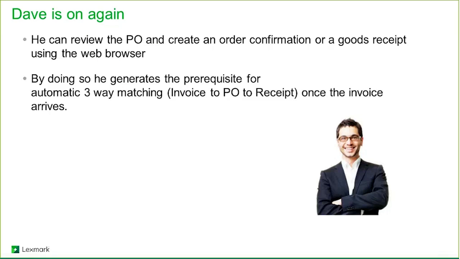So now Dave comes back and he can review the purchase order, create a confirmation or a goods receipt using his browser. And by doing that, he generates the prerequisites for doing a three-way match. Obviously, we want to be able to take the invoice that is generated, match it to the purchase order, and match it to the receipt once this invoice comes in. This is referred to as a three-way match. Everything has been set up in order to accommodate this in an automatic fashion.